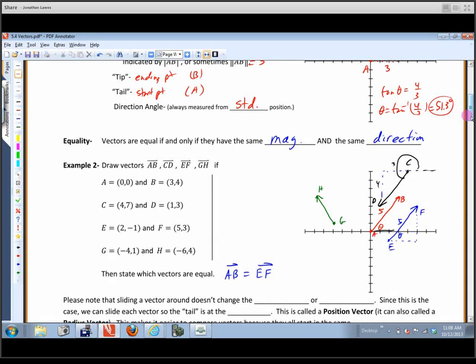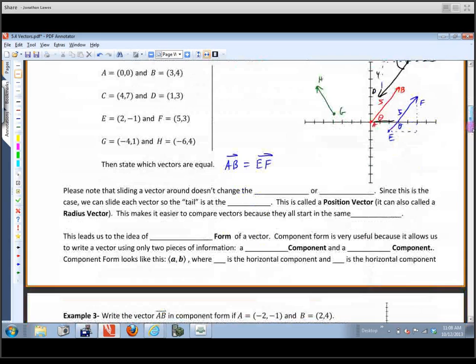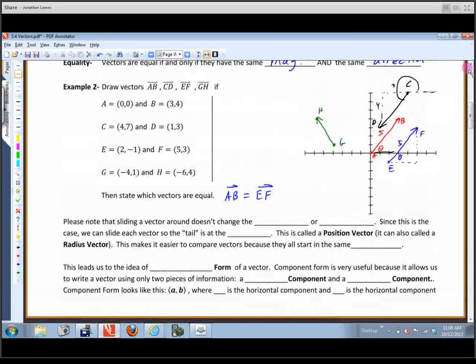Okay, so one of the things that's nice about vectors is you'll notice if I take them and I slide them around, it doesn't change the magnitude and it doesn't change the direction. So if I just take any one of these, let's say I take this one right here and I slide it, let's say I slide it so C is at the origin.